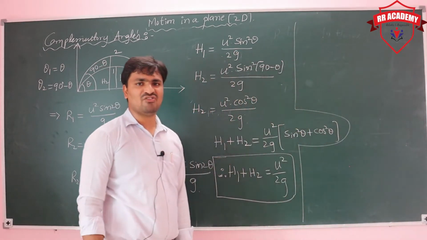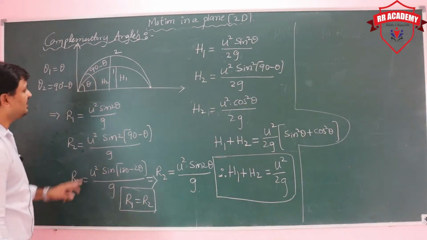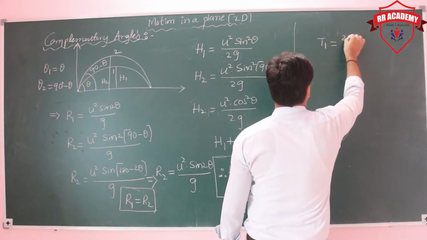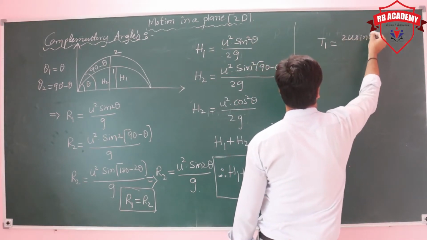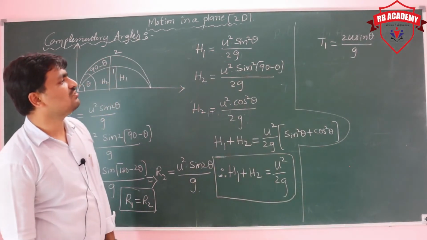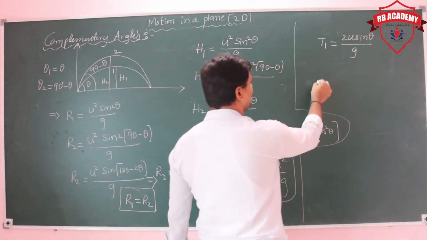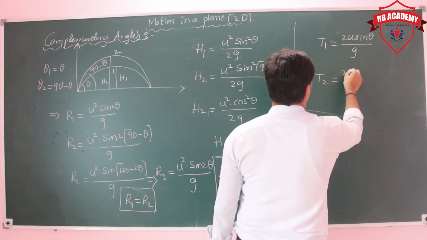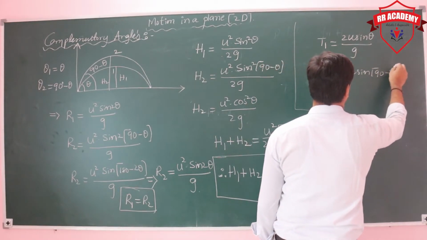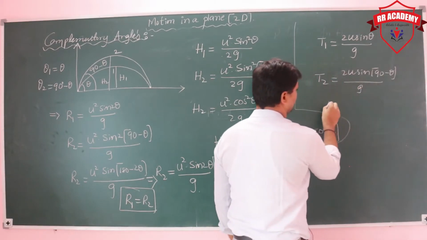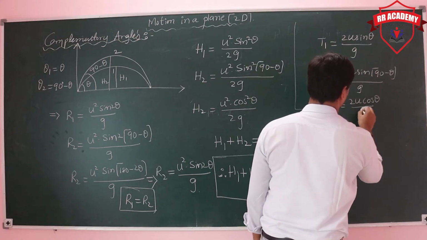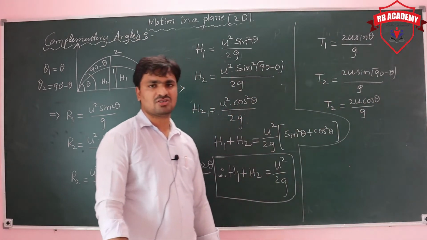Let's see the times of flight also. Time of flight of the first one, T1, is equal to 2u sine theta by g. Time of flight of the second one is 2u sine of 90 minus theta by g, and sine of 90 minus theta is cos theta. So T2 is equal to 2u cos theta by g.